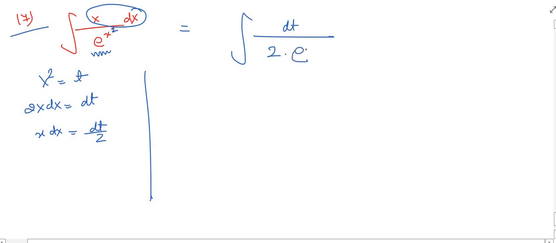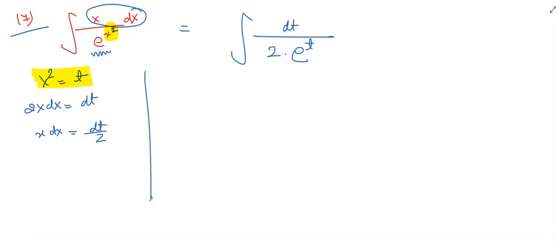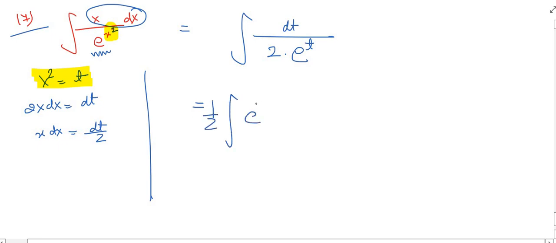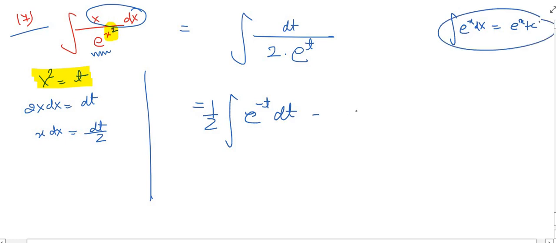This became e raised to power t, because x square क्या है? x square we have assumed to be t. So now this is the new question. So this will become 1 by 2 e raised to power minus t dt. What is integration of e^x? It is nothing but e^x plus c only. So I will use here 1 by 2 e raised to power minus t. Whenever there is any coefficient with the variable, that goes in the denominator. Remember that this will go down. So it is minus 1 by 2 e raised to power minus t plus c.